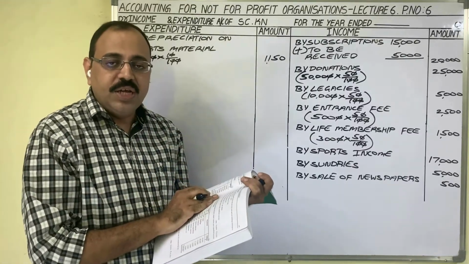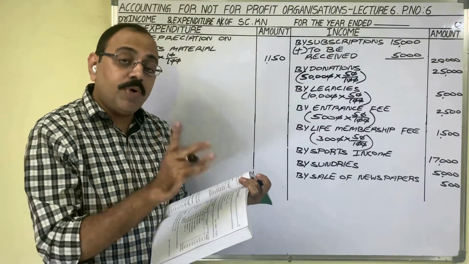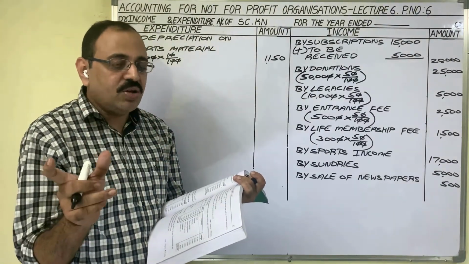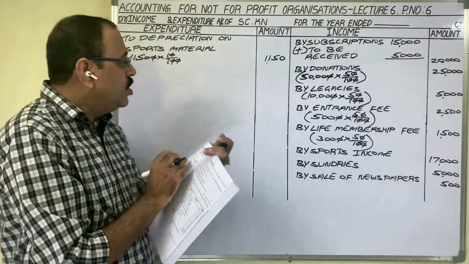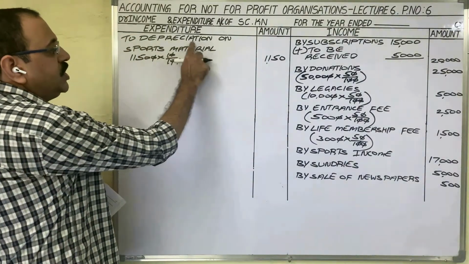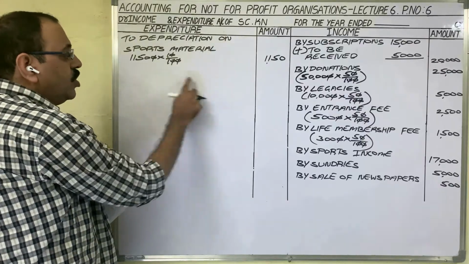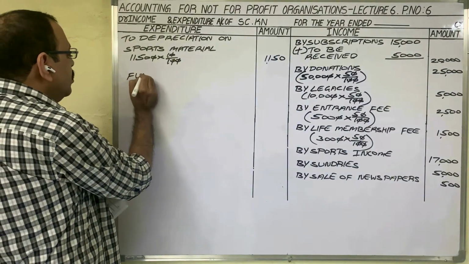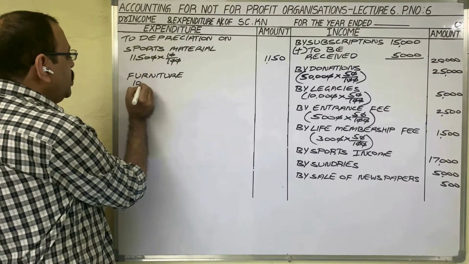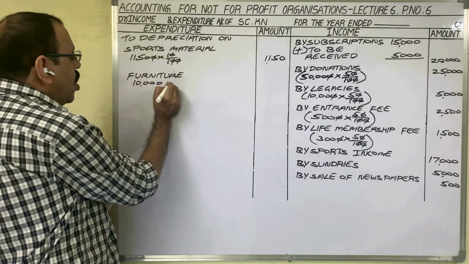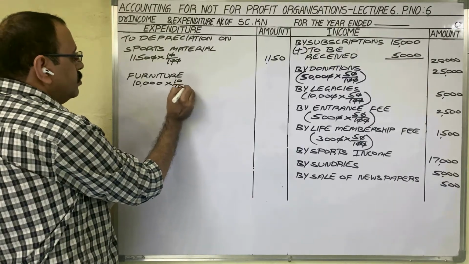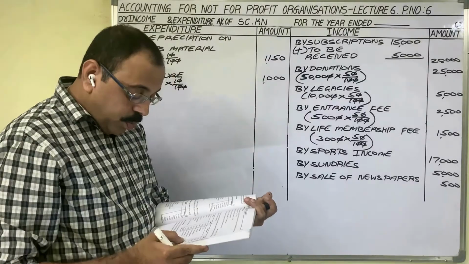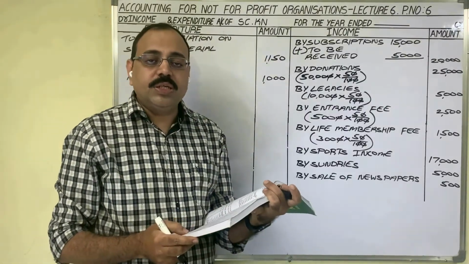Not only on sports material, in third point he is giving that depreciate sports material and furniture by 10%. Even on furniture also we have to provide the depreciation. So for depreciation on furniture also we have to debit to this account now. Already we wrote depreciation on, therefore again you need not write that word. Directly asset name you mention. Furniture. Furniture value 10,000. On that 10%, 1,000 rupees. Next, sports expenditure 6,000 rupees.